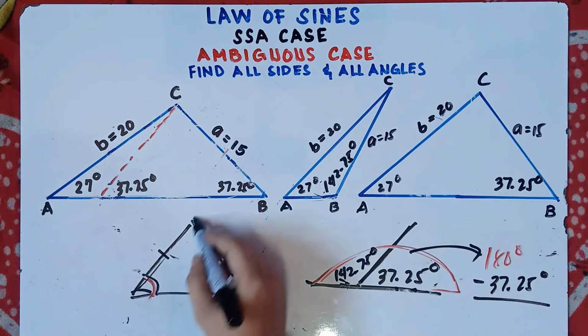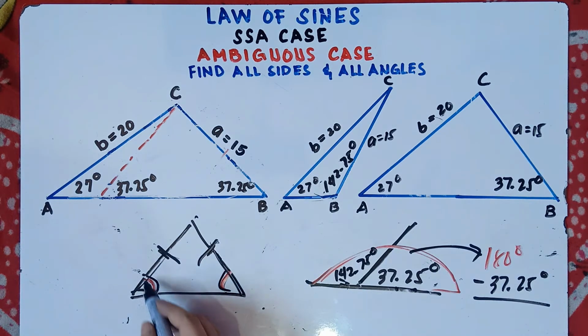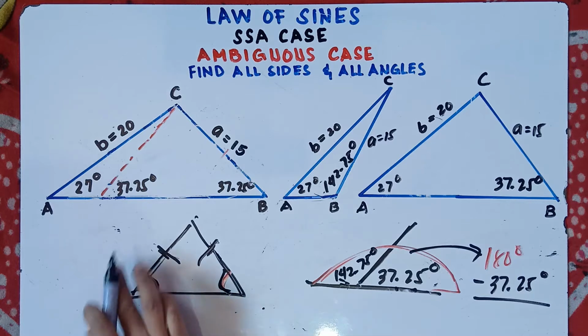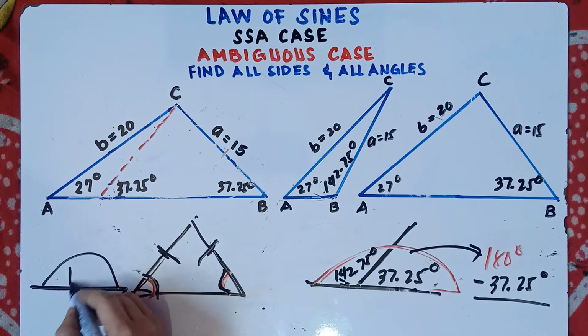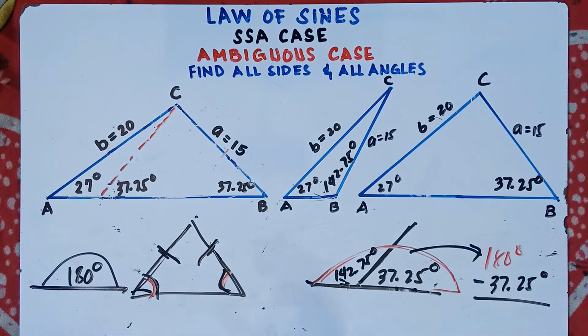In an isosceles triangle, two equal sides, then two base angles are congruent. In a straight angle, if you have a straight line, then the straight angle should be equal to 180 degrees. Always remember that one, class. In a straight angle, it should be equal to 180 degrees.